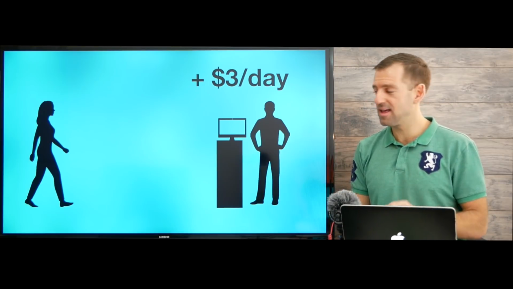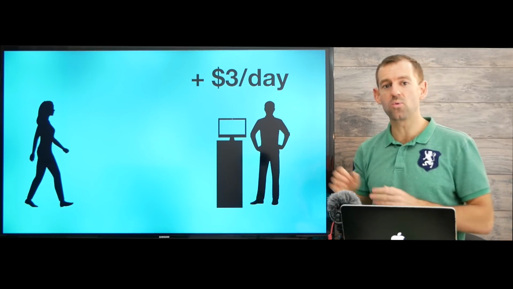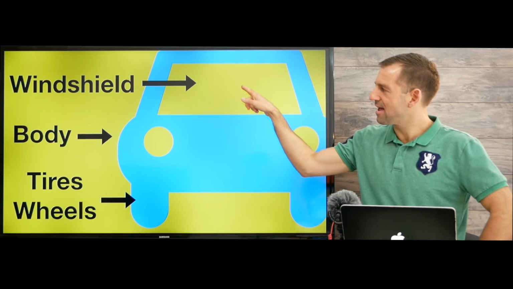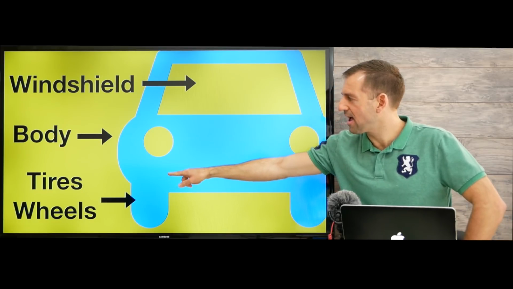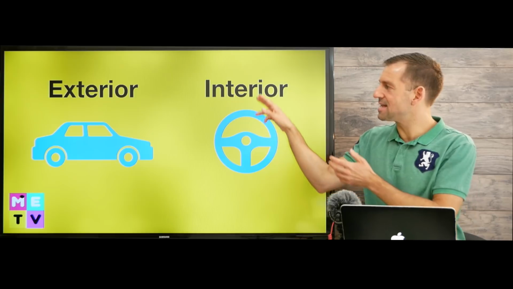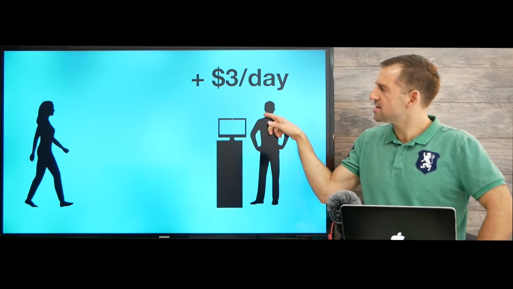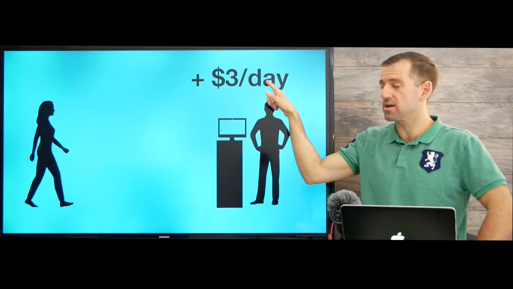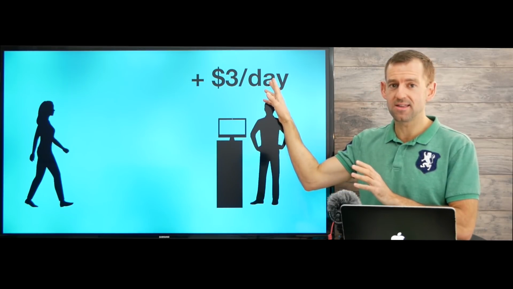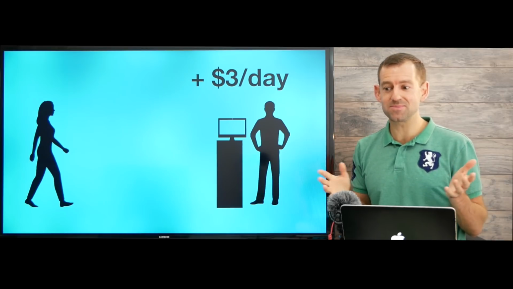Okay? The reason you need to do that is because this guy here might say, for an extra $3 a day, we will cover any damage to the windshield. Okay, so this is a windshield, and here are the tires or wheels, and this is the body of the vehicle. Anything on the outside is called the body, and anything on the inside is called the interior. So here we have the exterior, or the body of the vehicle, and here is the interior.